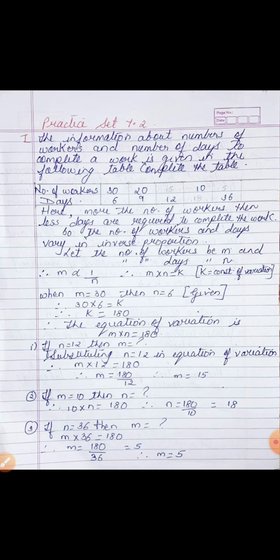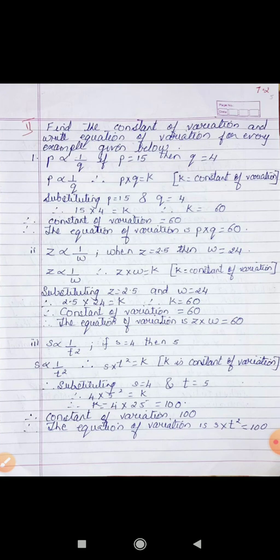Second case, if m is equal to 10, then find n. Therefore, 10 into n is equal to 180. Therefore, n is equal to 180 upon 10, that is equal to 18. Third case, if n is equal to 36, then m is equal to question mark. m into 36 is equal to 180. Therefore, m is equal to 180 upon 36, which is equal to 5. So, m is equal to 5. Now, let us go to the next page. We will see the other problem.